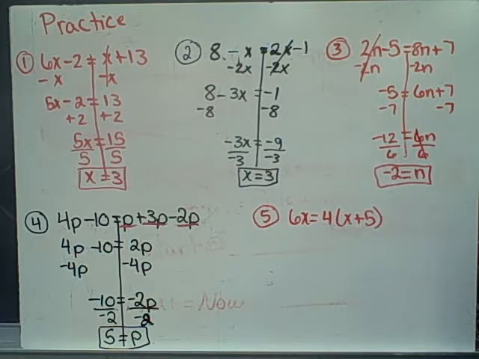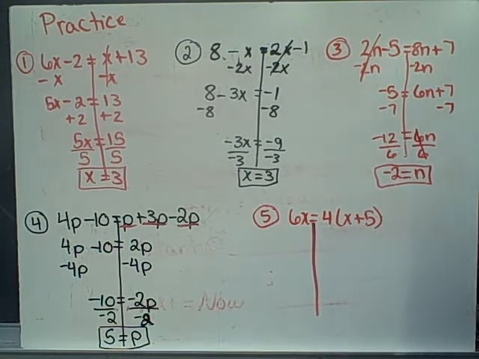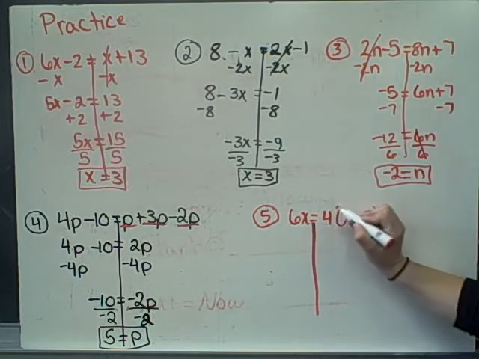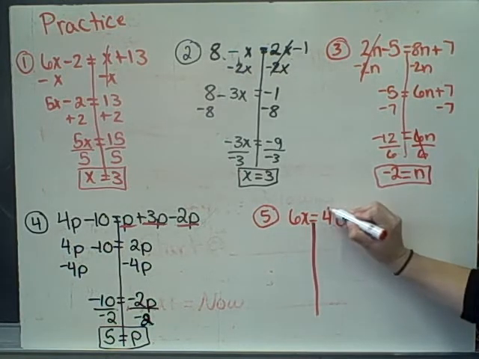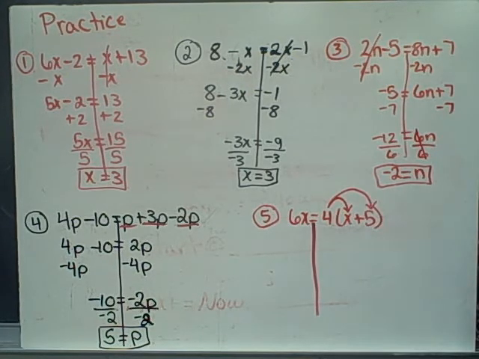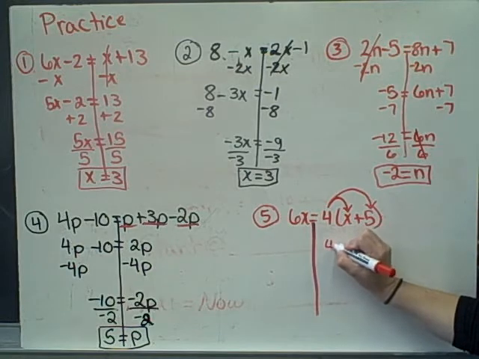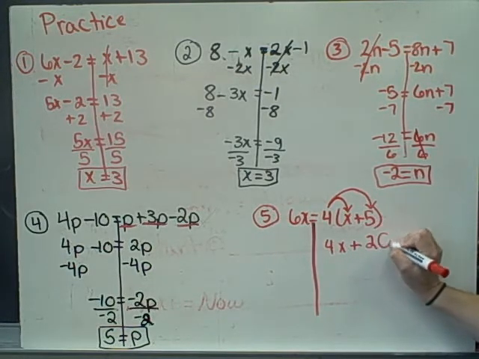Okay. Let's do the same thing with this equation over here. My first step is to distribute. So that's what I'm going to do. I look and I see that I have parentheses, so I must distribute into those parentheses first. Always, always, always. So that gives me 4x, and then 4 times 5 gives me 20.